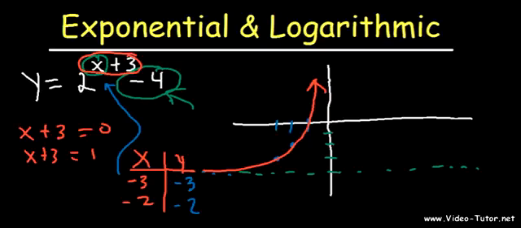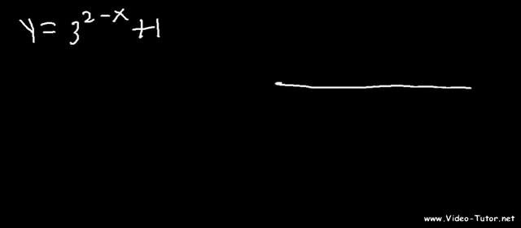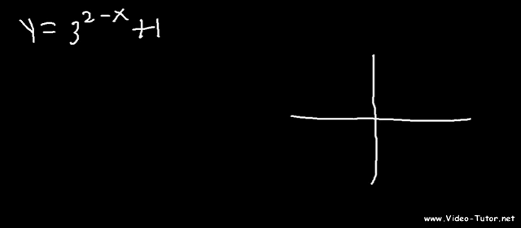So let me give you another example. Let's say that we have this function, y is equal to 3 raised to the 2 minus x, plus 1. So first, plot the horizontal asymptote, which is at +1. So it's 1, 2, 3, 4. So it's over here.